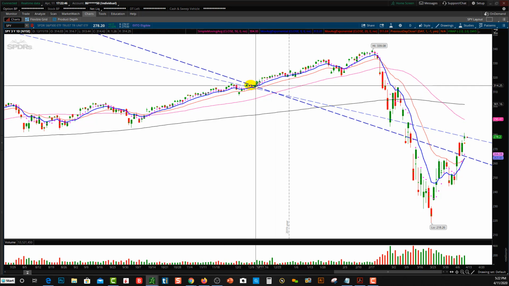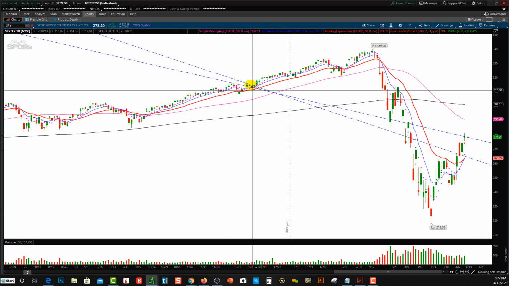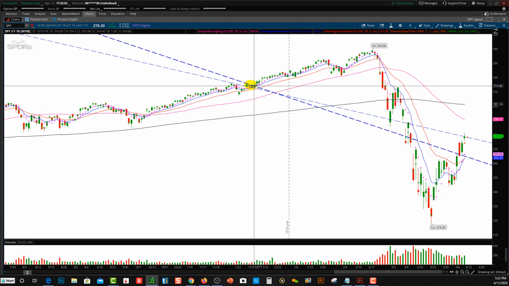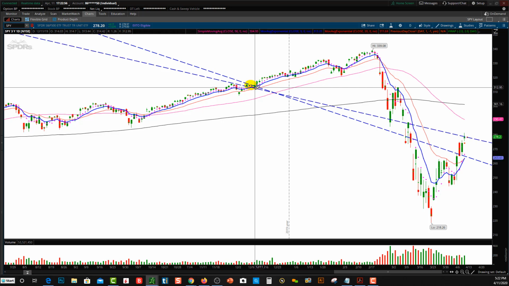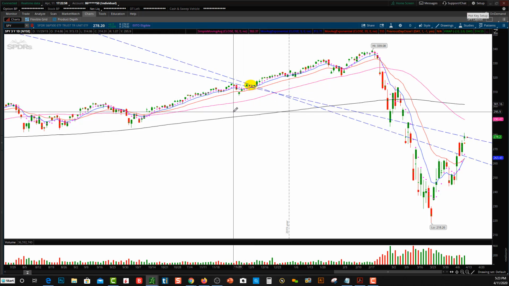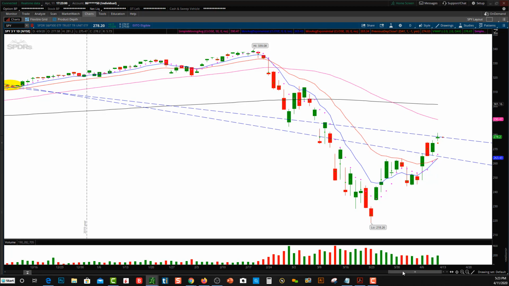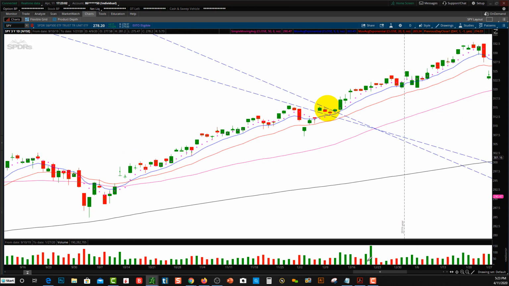I love that because it's testing support and it's holding. So I personally really like the small candlesticks off of support, small risk. It's retesting. I like it. So something like this, here's a perfect example. Who the heck knows what was going on in news and stuff that day.